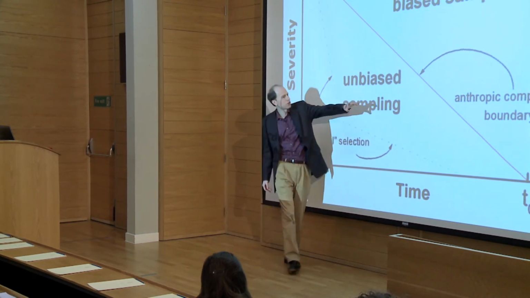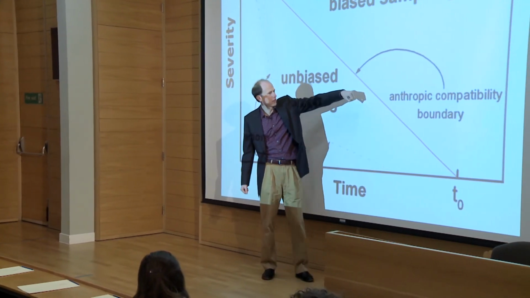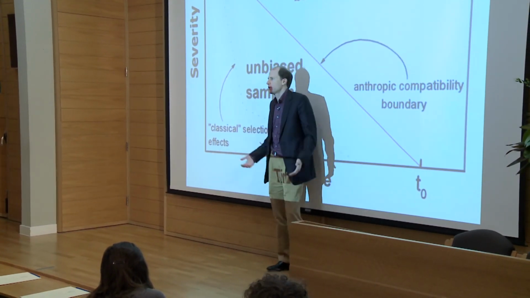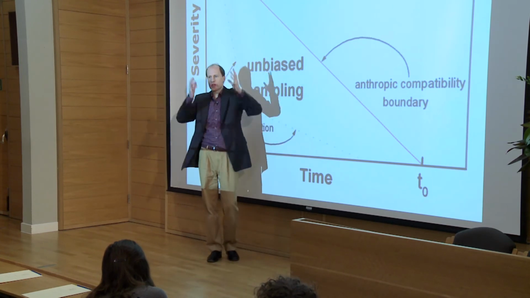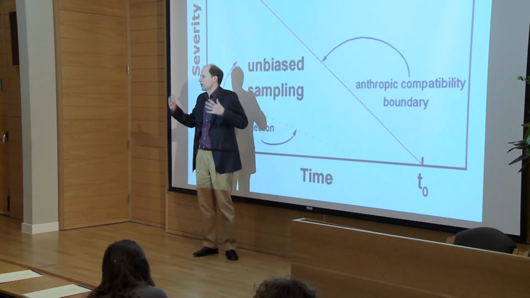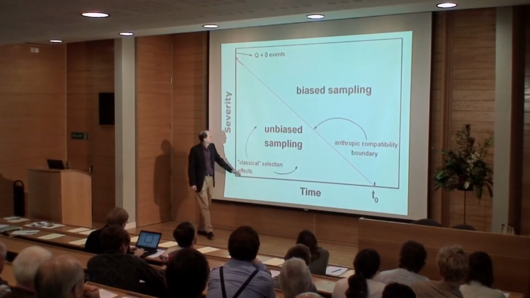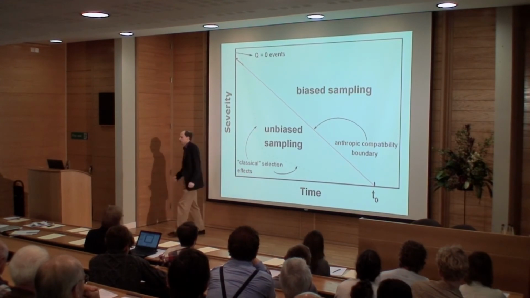But then we also have this anthropic compatibility boundary: a really deadly event couldn't have happened very recently, or it would have wiped us out or wiped out our ancestors. If we go further back in time, maybe a larger impact could have happened and we would still have had some time to recover our evolutionary ancestors. And it's only in this intermediate region here that we have unbiased data.